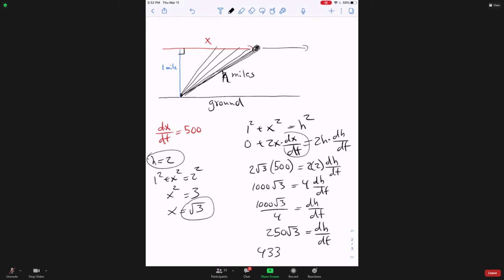So I told you it is getting away from the station, but not quite at 500, because it would have to be getting away from the station exactly diagonally like that for it to be 500. But it's going horizontally at 500. So it is getting away, but it's going away from the station at 433 miles per hour at that particular second. All right, let's move along to the next section.